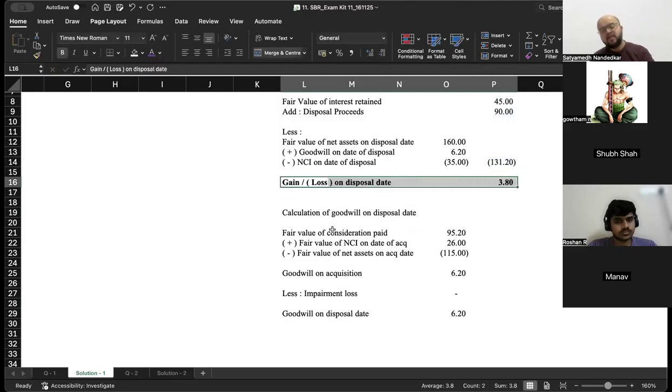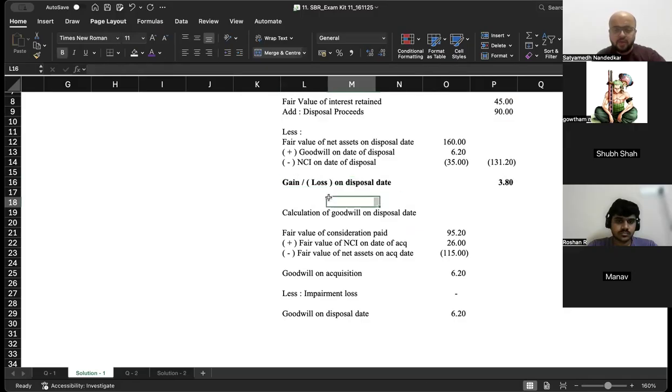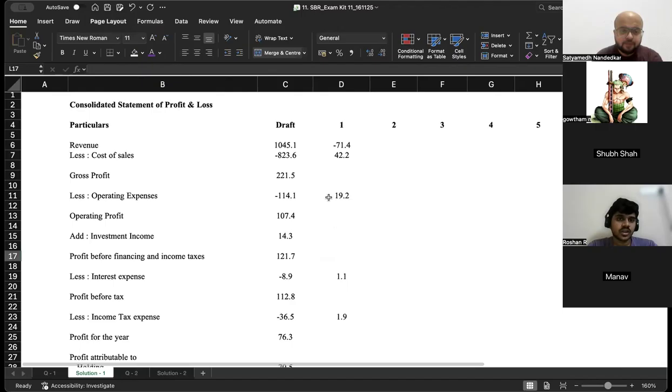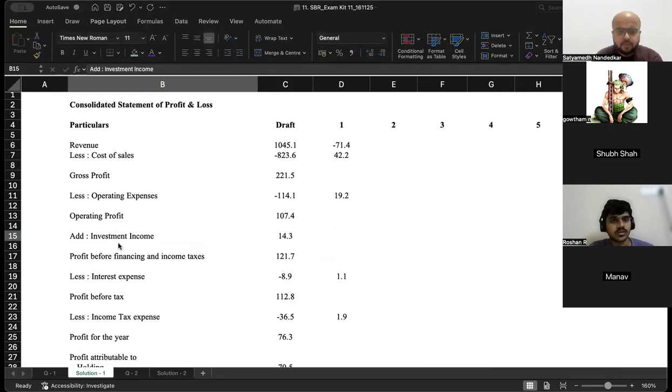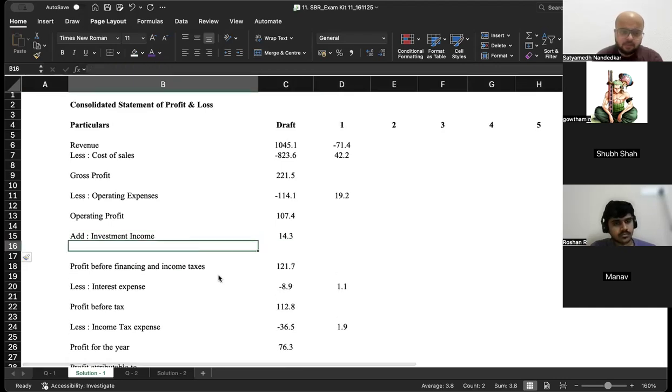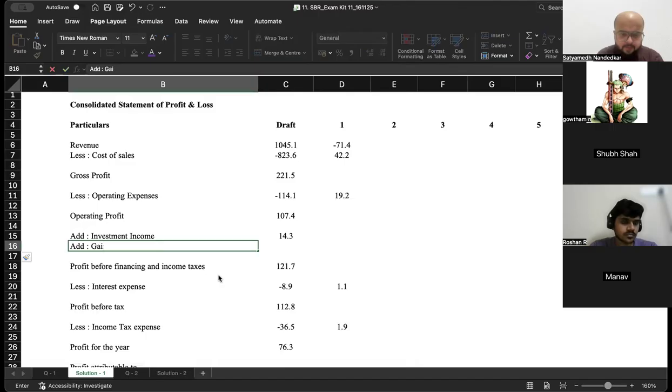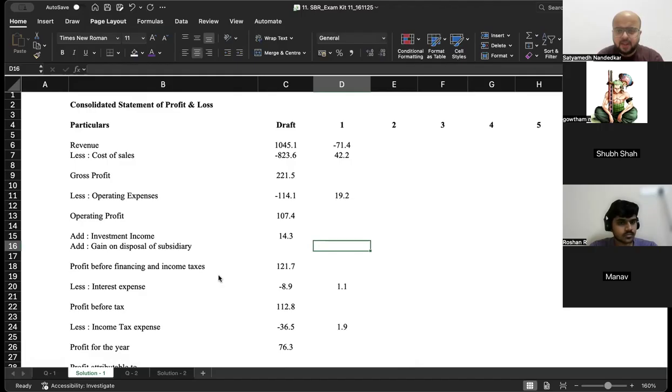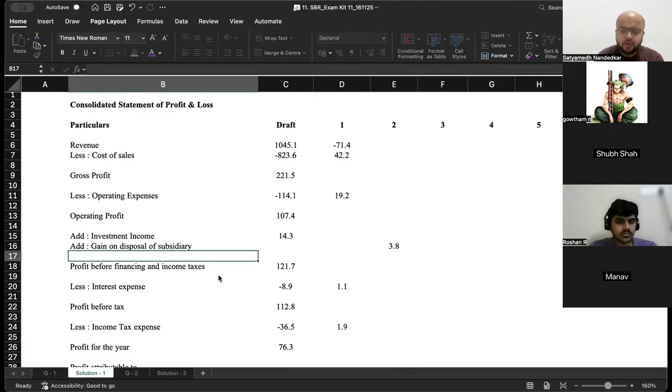3.8. Where will this go? Gain or loss on disposal. Where will this go? Investing section of SPL. So we can just write it here as a separate line item maybe. Add gain on disposal of subsidiary. This is adjustment number 2. Okay?